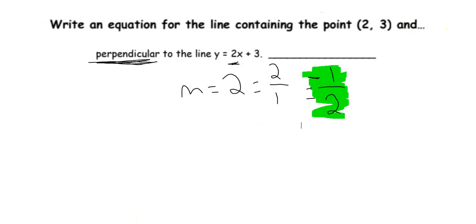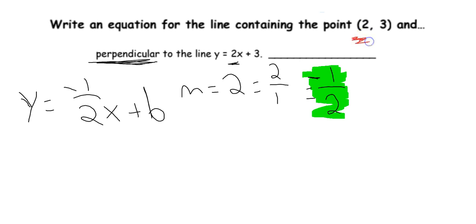Now, since we know that we have the right slope, let's plug it into our equation. Y equals mx plus b. So my m is negative 1/2. Got my x here, and then my plus b. Again, I've got to plug in my point: 2 for x, so I'm going to plug in 2 here, and 3 for y, so I'm going to plug in a 3 here. All I did was replace those variables with those numbers. The rest of the equation stays the same.